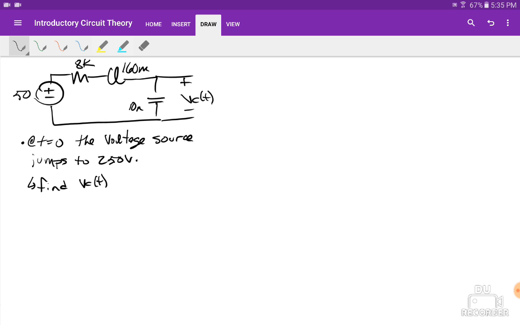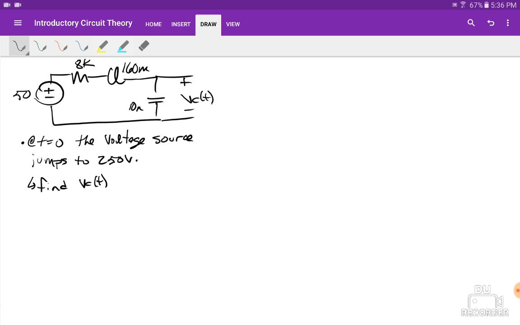So they tell us at time t equals 0, the voltage source's value jumps from 50 to 250. Now that's going to happen, of course, instantaneously. Well, I shouldn't say of course, but the idea is it happens instantaneously. With all of that being said, find VC as a function of time.